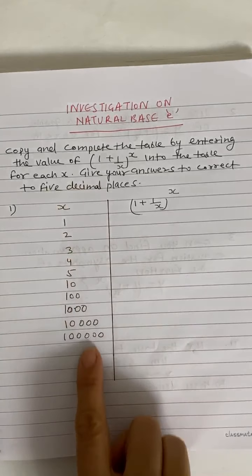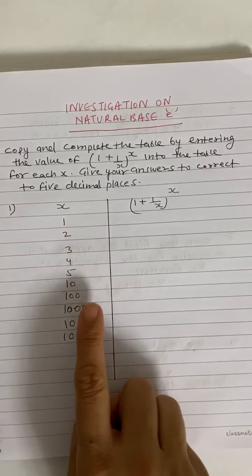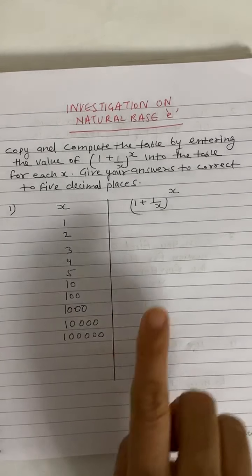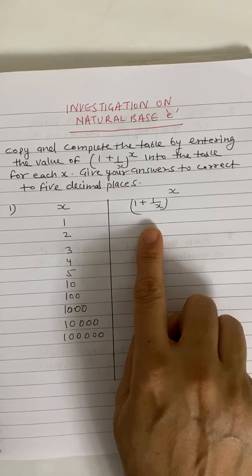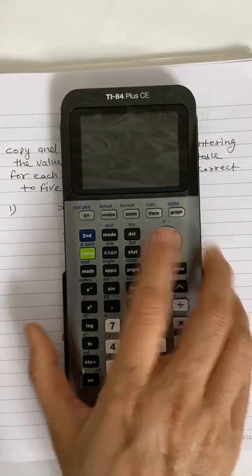The values of x which we have to fill out in this table are 1, 2, 3, 4, 5, and then powers of 10. And then we need to give the answer to correct 5 decimal places. So I'm going to use a calculator to do that.